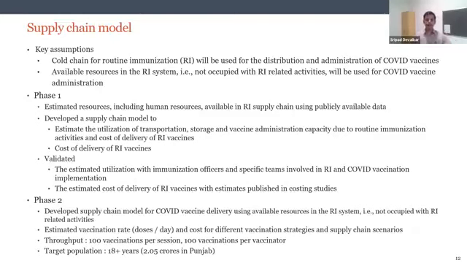And once we do that, and once we have a reasonable understanding of what the resource availability and resource utilization are, we then develop a supply chain model for the COVID vaccine delivery, which uses the unutilized resources from the RI structure.